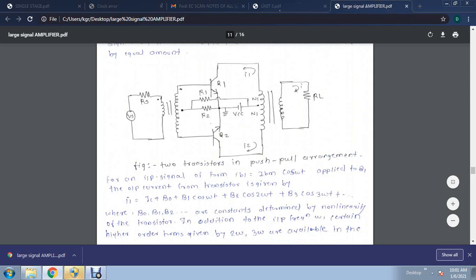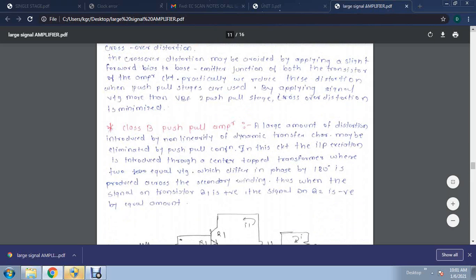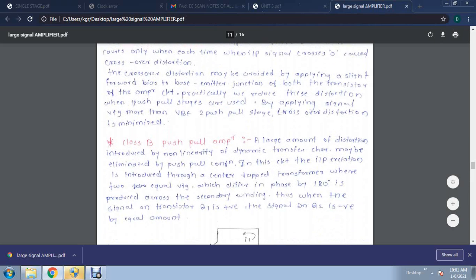And coming to push-pull, this is about the transformer coupling amplifier. Crossover distortion may be avoided by applying a slight forward bias to the base emitter junction, and with both transistors of the amplifier circuit we can practically reduce this distortion when push-pull stages are used. This is about the transformer coupling amplifier.